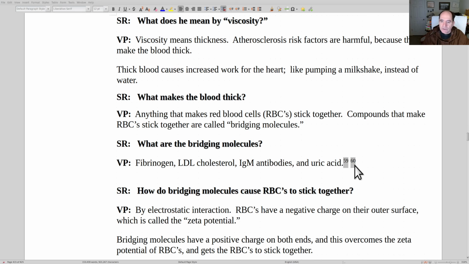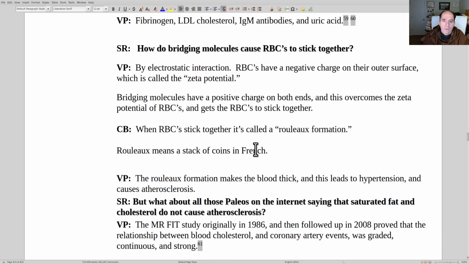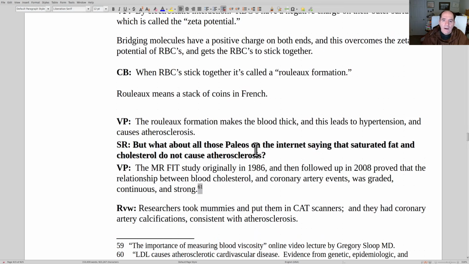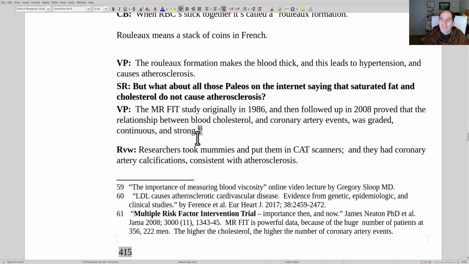Okay, and I've got the references right below if you want to take a look at those papers. How do bridging molecules cause them to stick together? Well, they're positively charged and they're a big enough size that they can overcome the zeta potential and stick the red blood cells together. Rouleau means stack of coins in French. Rouleau formation makes blood thick and leads to hypertension and atherosclerosis.